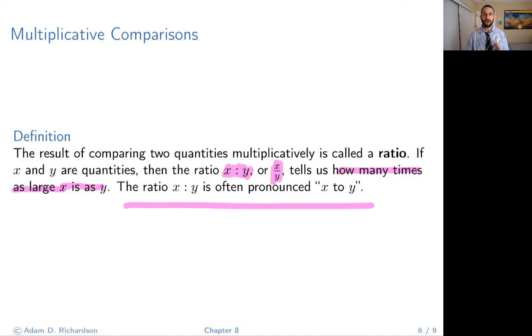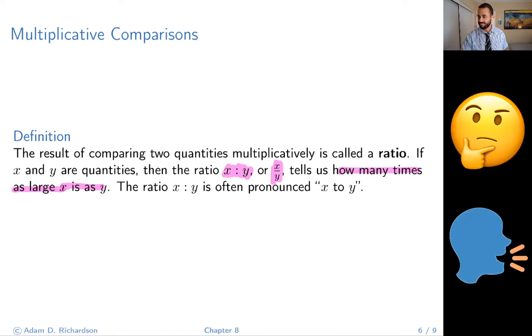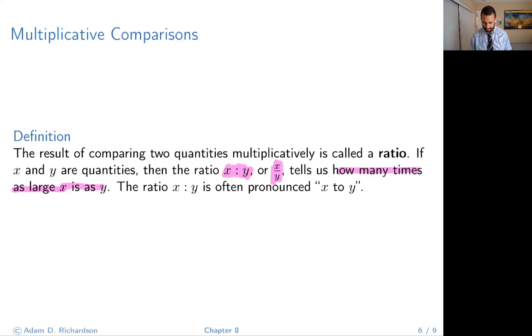But I want you to ponder this for a minute. So take a moment and reread this definition. In particular, reread the part that I highlighted here: how many times as large x is as y. I want you to read that out loud to yourself maybe 5 or 6 times, okay? So just do that right now and take a few minutes. Make sense of that. Okay, and now let's move on.